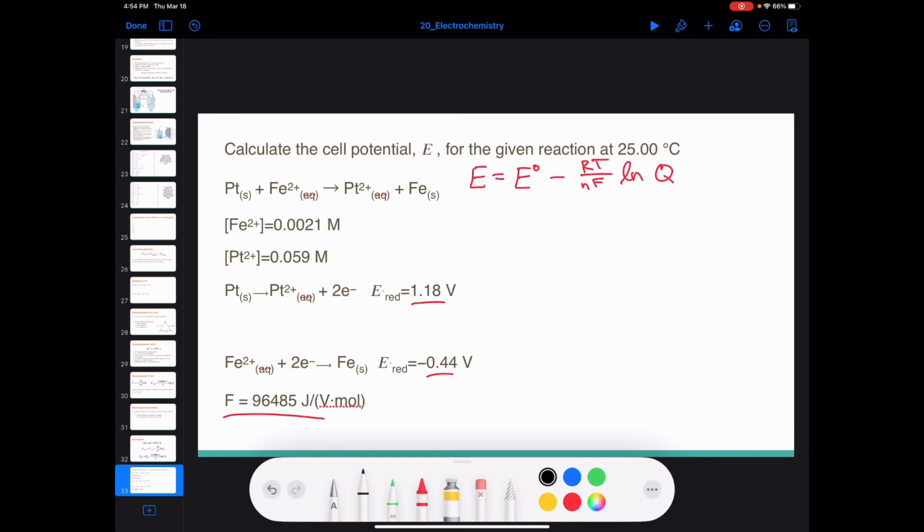All right, so we're going to have to calculate a few things before we do this. First off, we're going to have to calculate our E naught value so that we can plug that in. So how do we get E naught? Well, we just learned that, right? We saw that E naught for our cell is equal to E naught for the cathode, or the reduction reaction, minus E naught for the anode.